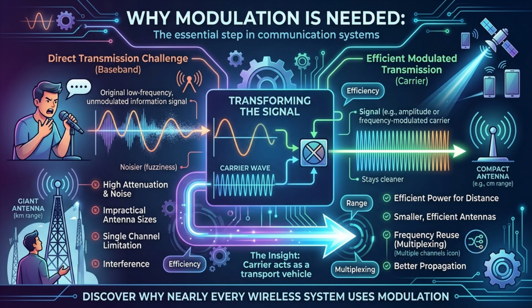Now that we understand how communication channels modify transmitted signals, we can explore one of the most important ideas in communication engineering. In the next lesson, we will answer a fundamental question: why is modulation needed? and discover why nearly every wireless system converts information onto a high-frequency carrier before transmission.